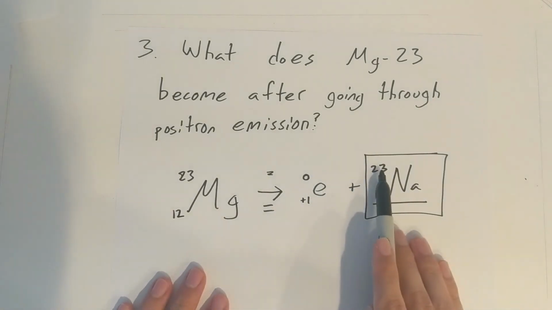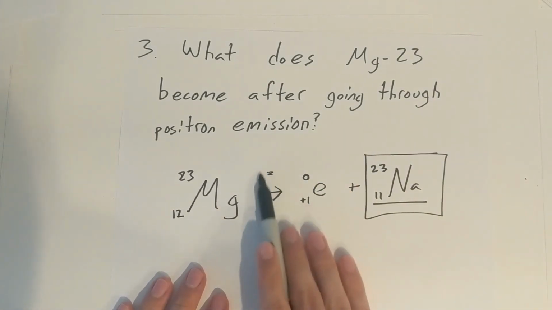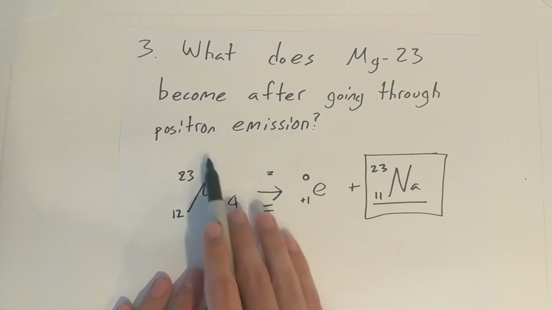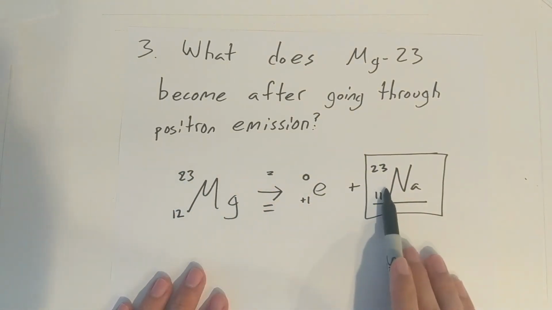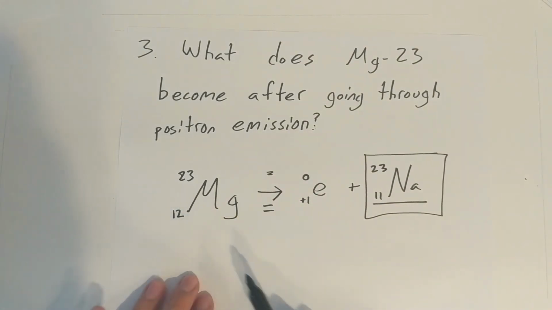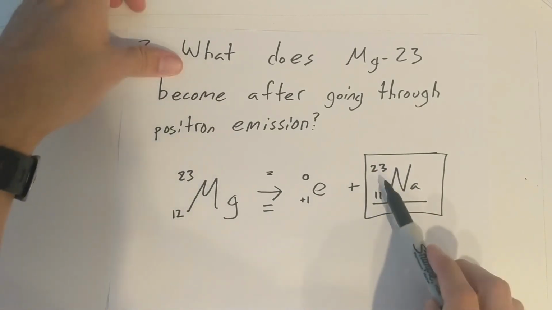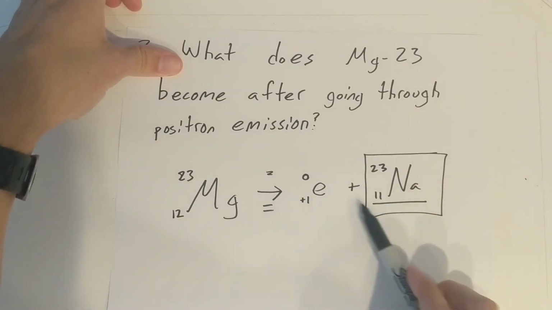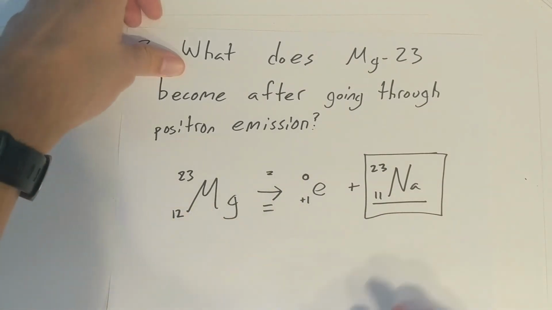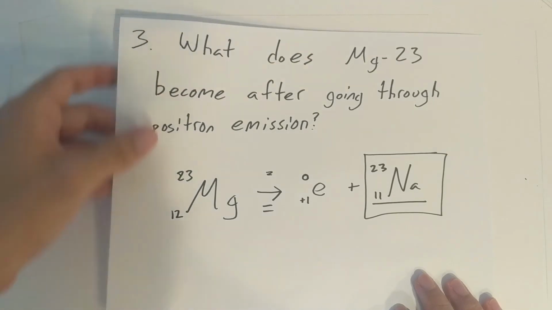Again, we just have to make sure that we take a look at the arrow. All the numbers on the top, when added together, have to equal all the numbers on the left. And all the numbers on the bottom, on the right side, have to equal all the numbers on the bottom on the left side. So that would be our answer for our third question.